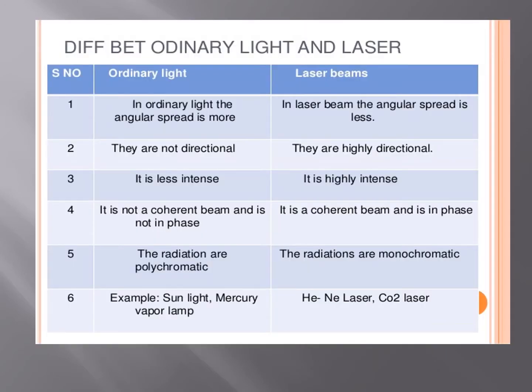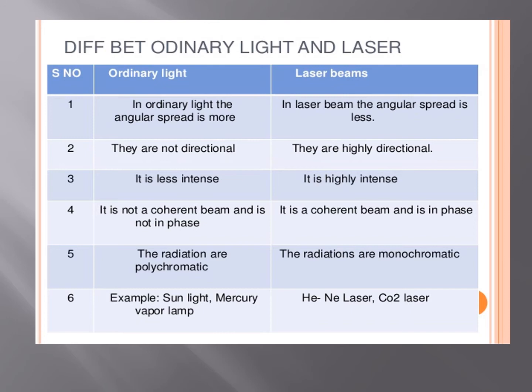And what is the difference between ordinary light and a laser beam? Let us see in this PPT. In ordinary light, the angular spread is more, whereas in a laser beam, the angular spread is less. Ordinary light is not directional. Laser beams are highly directional. Ordinary light is less intense, whereas laser beams are highly intense.